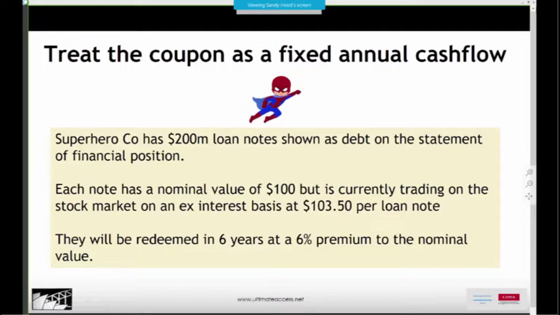So here we've got a superhero who's going to try and help us with this particular question. Superhero Co. has $200 million loan notes shown on the statement of financial position. So if you see this kind of expression, this means that this is the book value. It doesn't mean it's the trading value. And each note has a nominal value of $100, but it's currently trading at $103.50, and they're going to be redeemed in 6 years at a 6% premium to the nominal value. So they're going to be redeemed at $106.